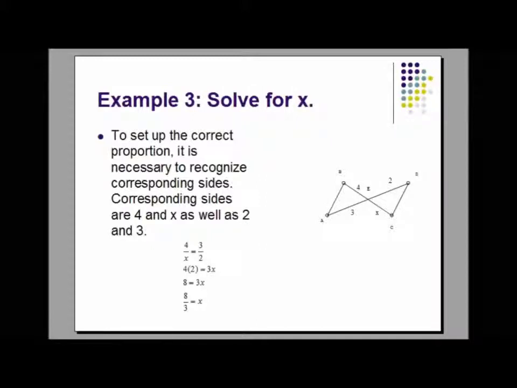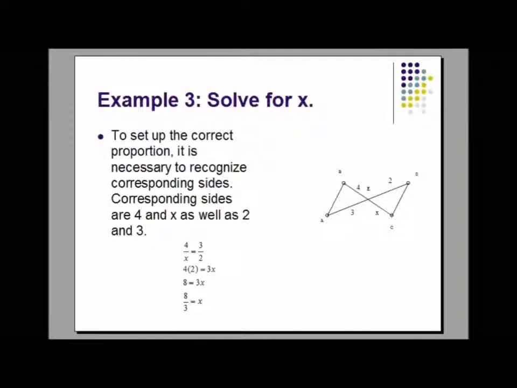In example 3, solve for x. To set up the correct proportion, it is necessary to recognize what the corresponding sides are. The corresponding sides are 4 and x, as well as 2 and 3. Remember, we discussed earlier that corresponding sides are usually part of the same line segment. The proportion is 4 over x equals 3 over 2.